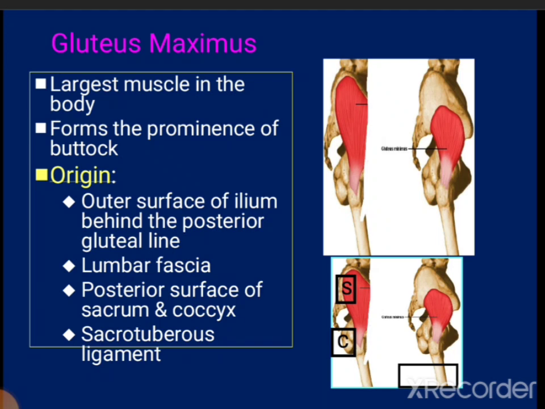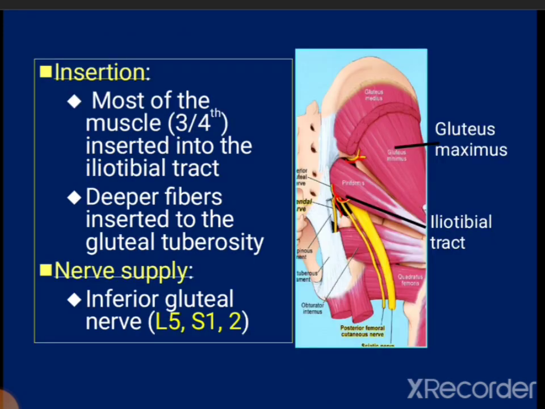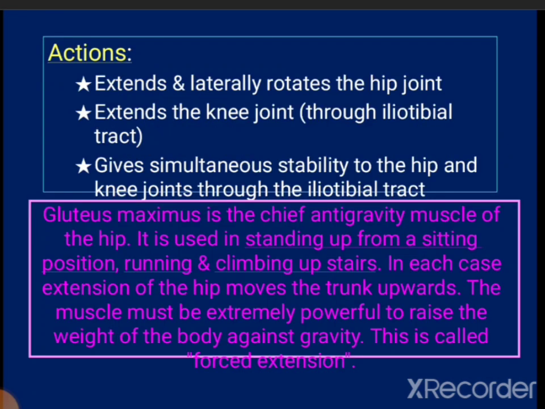It arises from the outer surface of the ilium behind the posterior gluteal line, lumbar fascia, posterior surface of sacrum and coccyx and sacrotuberous ligament. It is inserted in 2 forms: most of the muscle, that is 3/4 part, is inserted into the iliotibial tract and the deeper fibers are inserted into the gluteal tuberosity, and it is supplied by the inferior gluteal nerve.